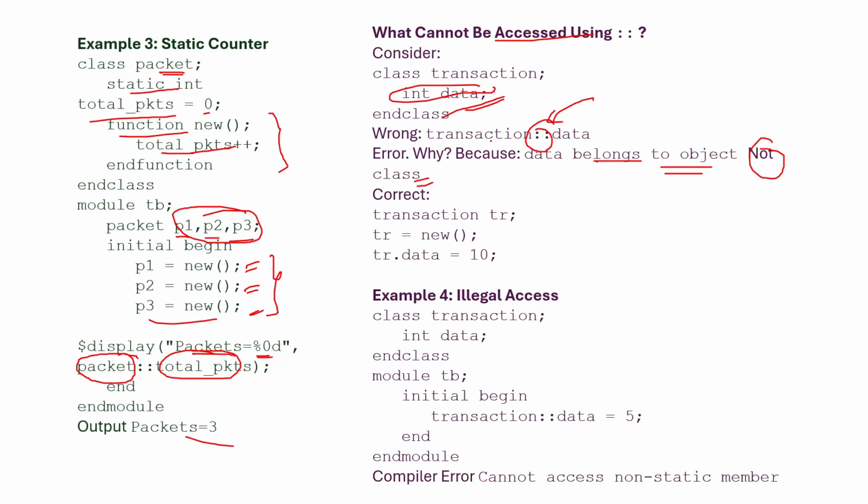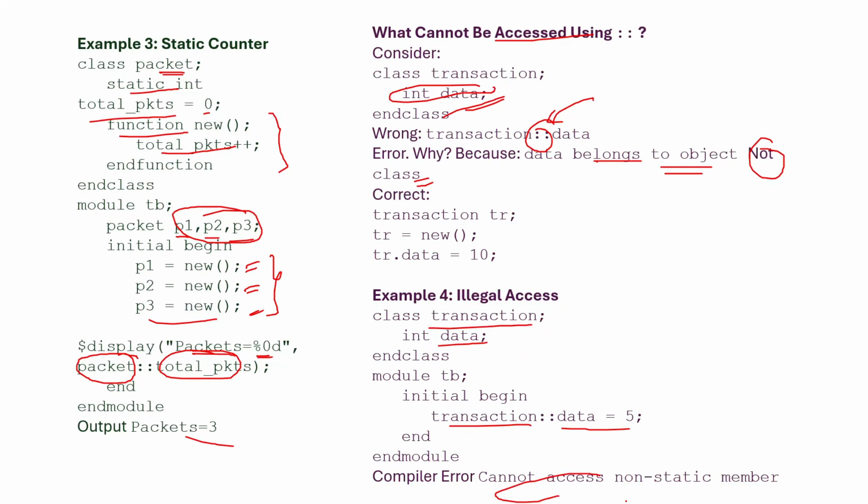Without static, all are dynamic. Then I can utilize it in my module. So I can call it through the object. So this is illegal, we can't access it. And what is the illegal access here? This is the class transaction, and then transaction scope resolution data equal to 5.